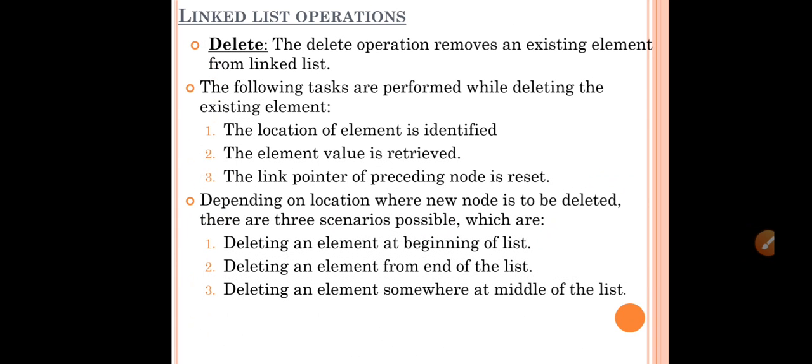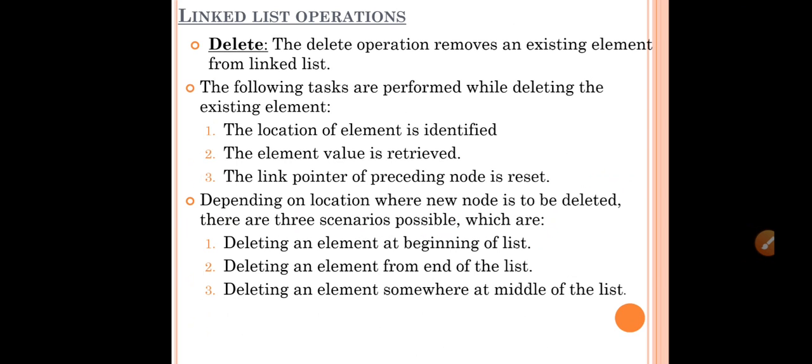Next we see the delete operation. The delete operation removes an existing element from the linked list. The following tasks are performed while deleting the existing element. The location of the element is identified. The element value is retrieved. The link pointer of the preceding node is reset, right? So these are the three steps to delete an element from the list.